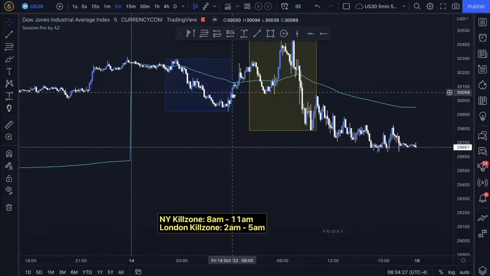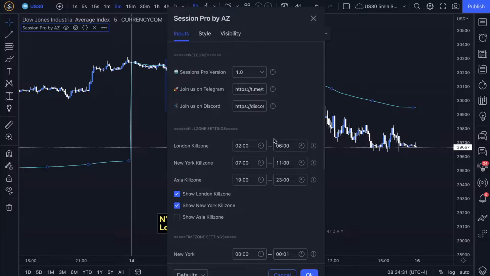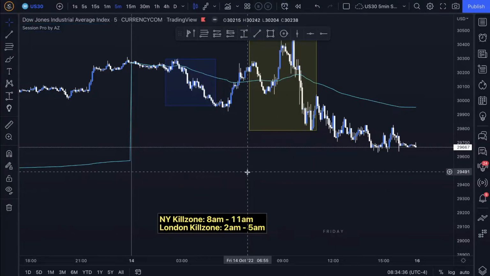Alright, and we see that's the London kill zone. Now it's finished at 6. I made a little mistake here. From 2 till 5.